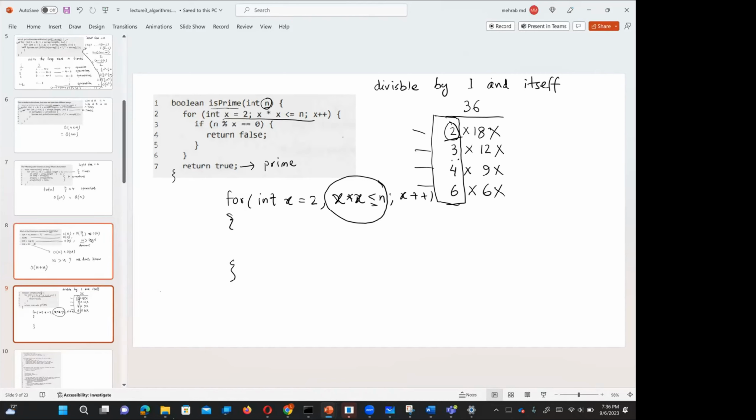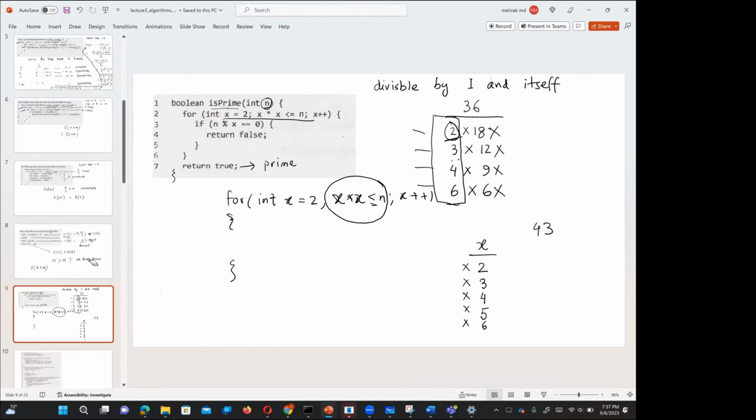Suppose someone tells you, check for me if 43 is a prime number or not, right? So first I will try to divide it with 2, okay? Then I will try to divide it with 3, then with 4, then with 5, then with 6, right? And then all of these will fail, right? Then I won't go to 7, 8. I won't go there.